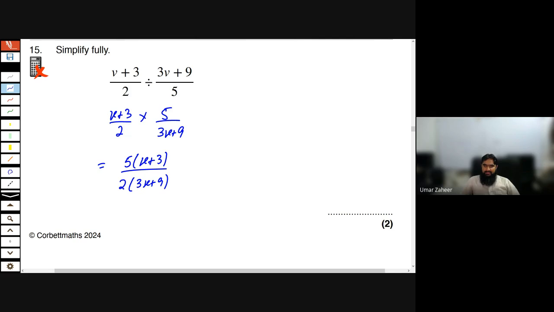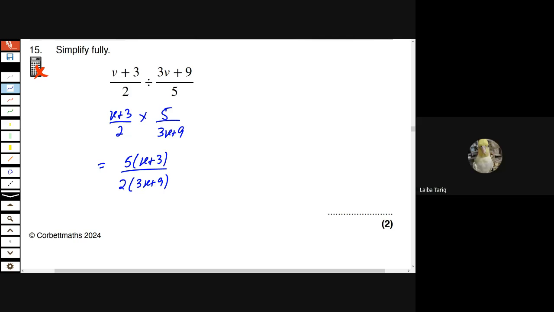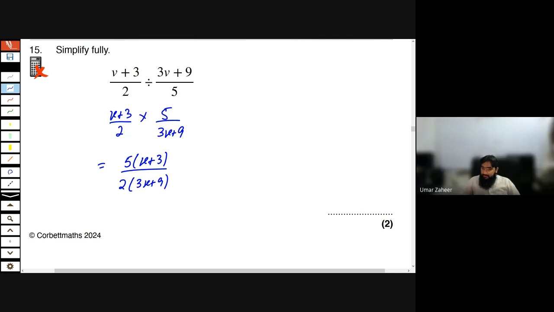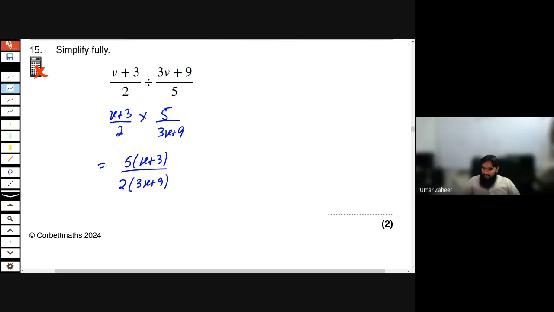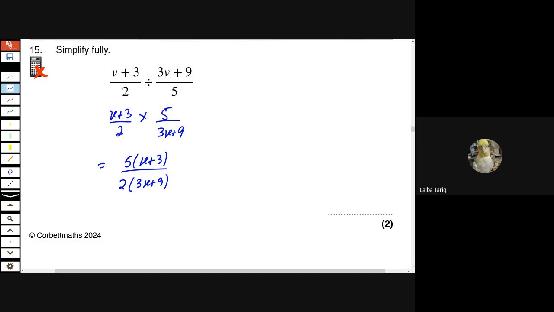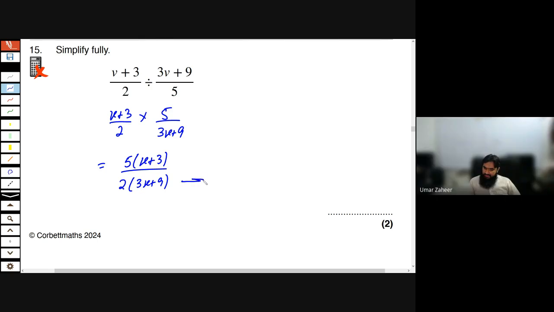Is the numerator written in factor form or not? Yes, the numerator is written in factor form. Okay, and the denominator? It's not. The 3 is common. The denominator is also in factor form, but it is not fully factorized. It can be factorized more.